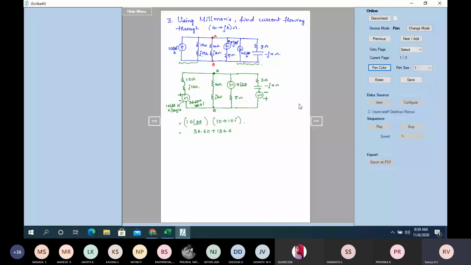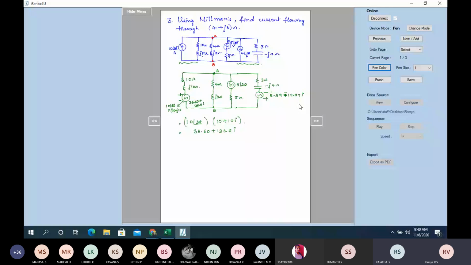Okay. The next one. What do you get for the voltage source 3 ohm minus j4 ohm into 4 at an angle minus 30? What do you get? 2.39 minus 19.85i.